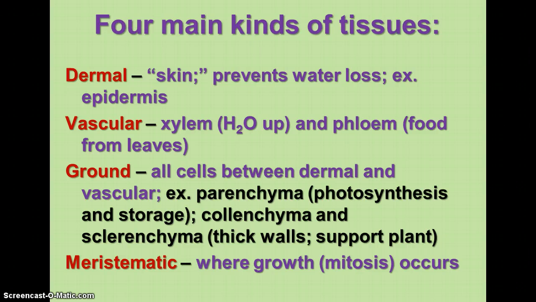And then the final kind of tissue is meristematic tissue. This is where growth occurs. Growth occurs only in certain kinds of places, and that's where the meristematic tissue is located.